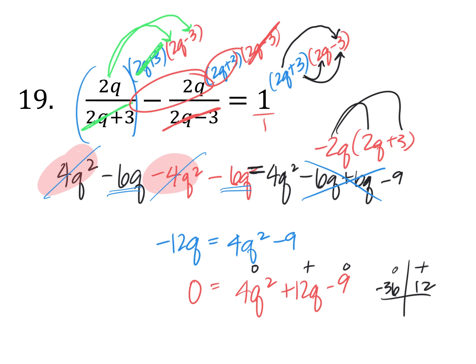It's not looking like it can be done. 3 times what gets me 36? 3 times 12. Oh, wait. It doesn't work. You guys, you're right. Shoot, this is prime. Sorry, I really thought that we could factor that. So when it's prime, what do we got to use?